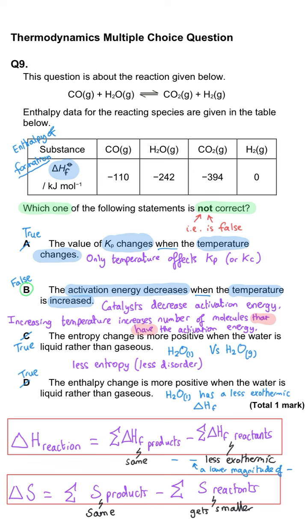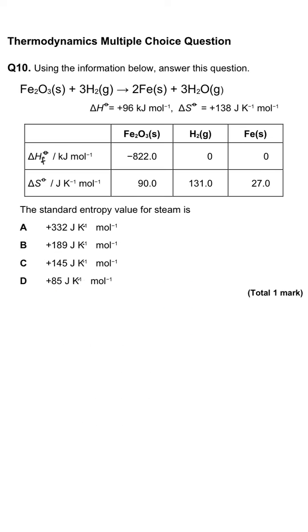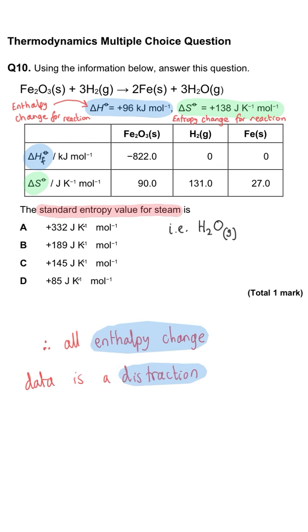So B is correct. In this question, we are shown a chemical equation for the reaction of iron oxide with hydrogen. We're shown the enthalpy change and told it's positive, so endothermic, and we've been shown the entropy change for this reaction as plus 138. We've been given some thermodynamic data in the table, enthalpy of formation and some entropy data. We're being asked to calculate the standard entropy value for steam, and we've been given 4 options.